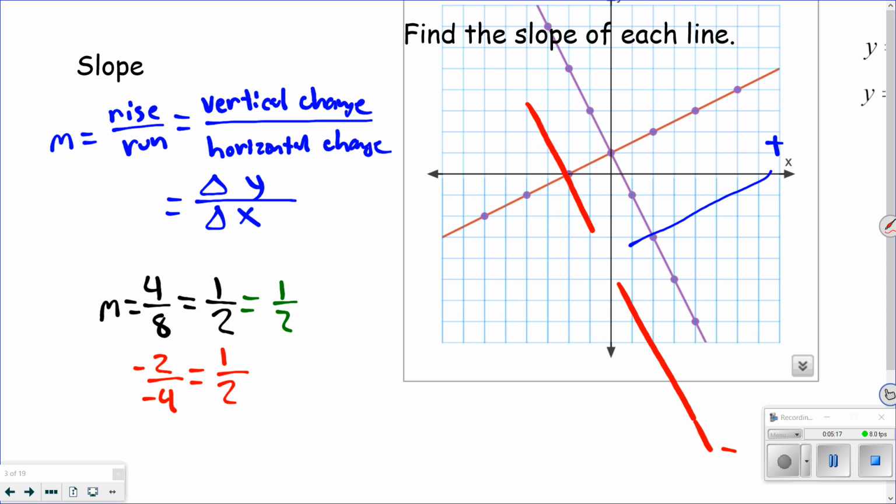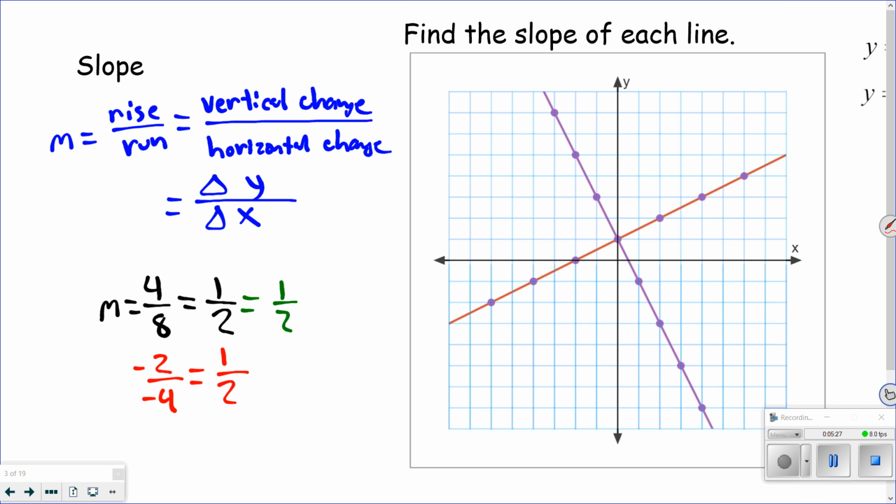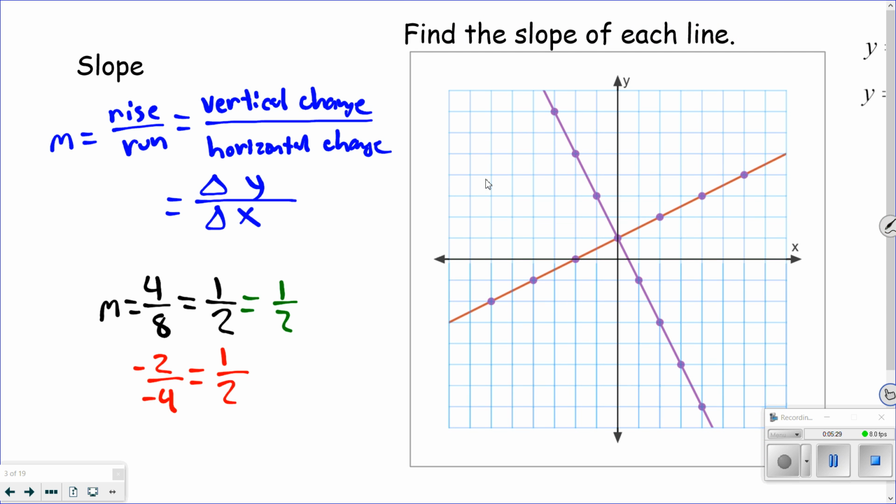So I know that this second line has to have negative slope. So I'm just going to pick 2 points along there and find it. It doesn't matter which two, we could use these two right here. It's going down 2, so -2, and over to the right one, which is a positive 1. So the slope of that line would be -2 over 1, or -2 when I simplify that down.